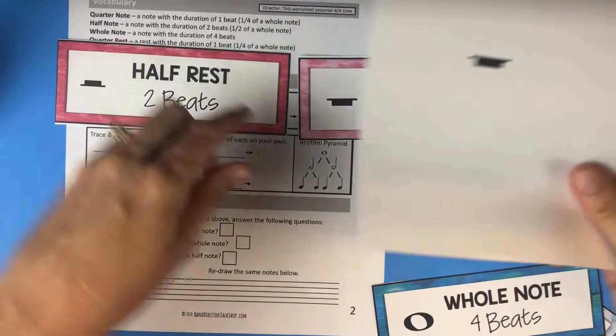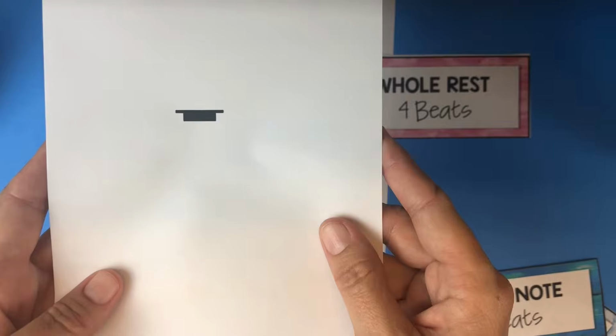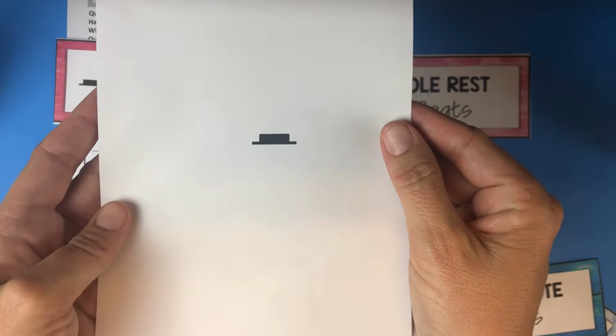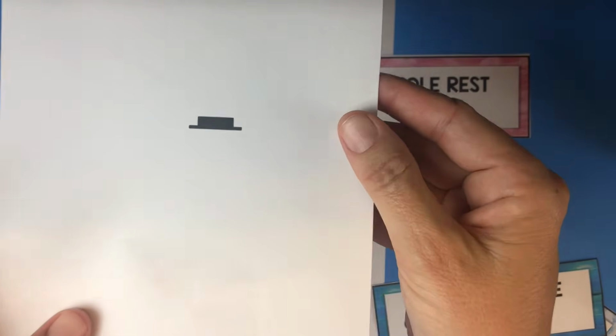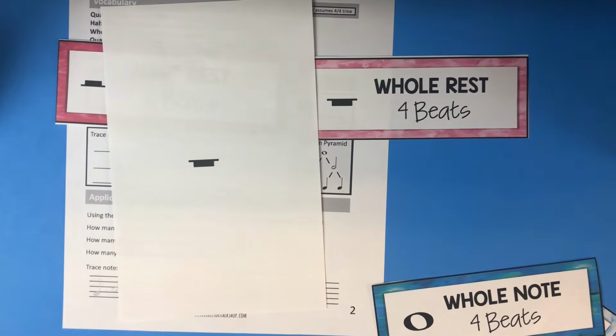So this right here, if I hold this paper like this, it's a whole rest. But if I turn it around, it's a half rest. Okay, so you want to be really, really clear on this as to which is which. So here's how I remember it. I think of a whole rest like a hole in the ground. So let me show you what I mean.